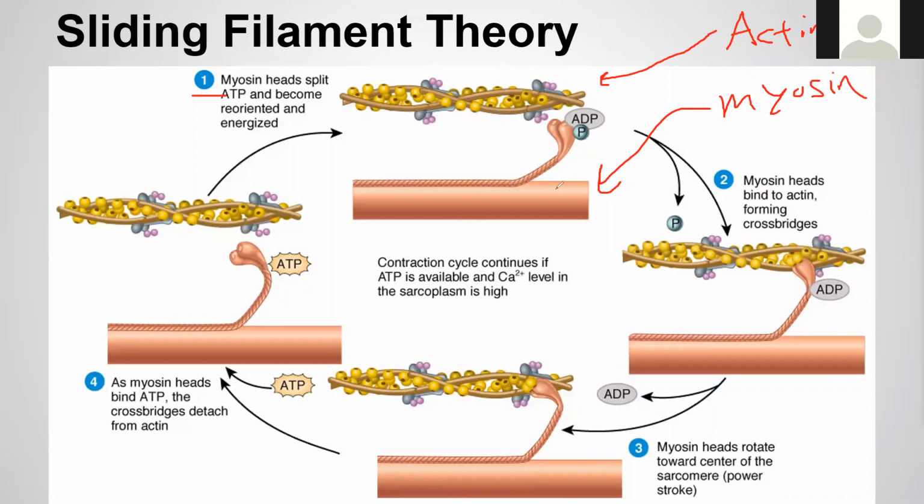Now, when you do start this process, what will happen here is that we get the head of myosin attaching to the actin. This forms what's known as a cross bridge. So a cross bridge is just where you have an intersection of your actin and myosin. So you notice here, these lines all overlap each other. That is what your cross bridge would look like.